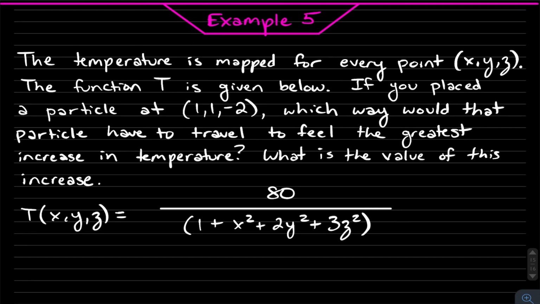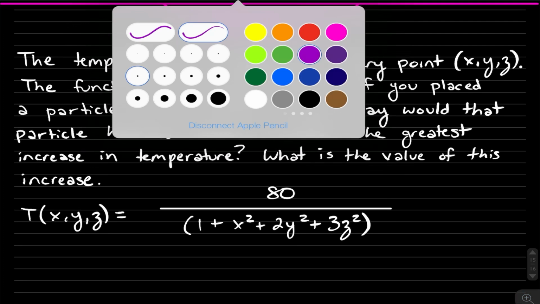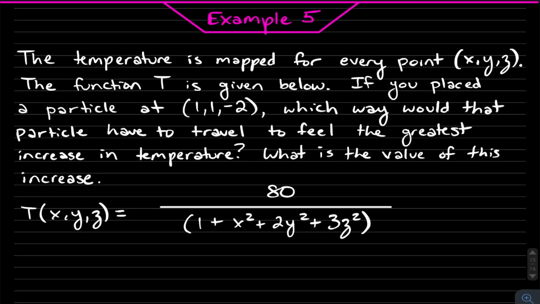Well, we are trying to find the direction of greatest increase. What is that? Well, that's the gradient of f. That is our direction. Because remember, the gradient of f is a vector, and that vector points in the direction of steepest slope. So our goal right here is going to be to find the gradient. And if we want to find the value of this increase, we essentially just need to take the magnitude of the gradient.